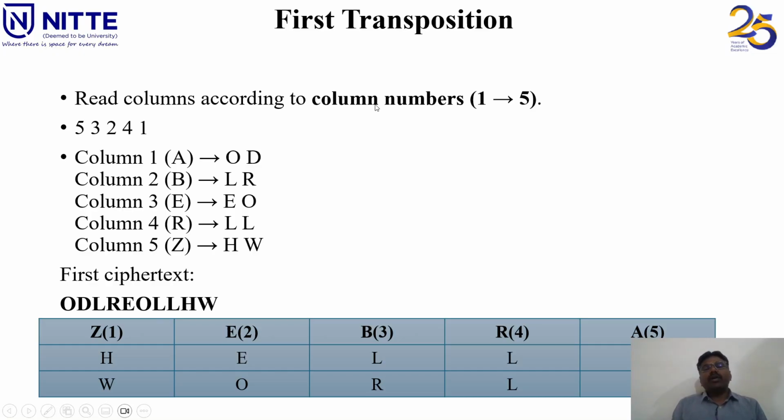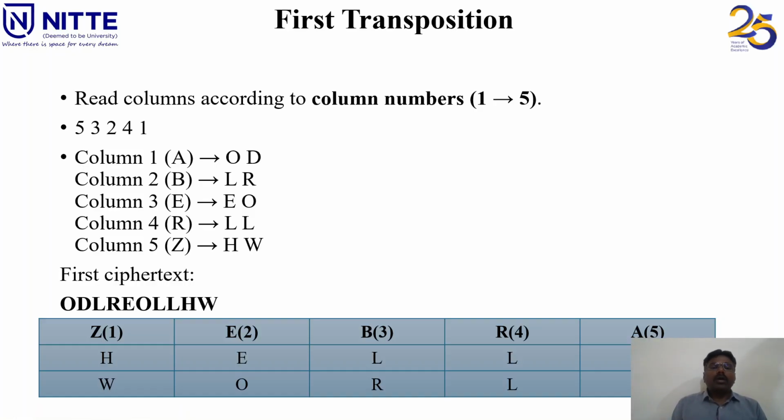So we are going to read the columns according to the column numbers. So 5. What is that 5 in the previous table? OD. So OD I am going to read first. Then 3, that is the third column, that is LR. Then 2, EO. Then the fourth one is LL, and the first one is HW. So this is how we read out the column values according to the arrangement of the alphabetical key values. So finally, the first round of transposition with respect to the plain text hello world becomes the ciphertext at the very first transposition.